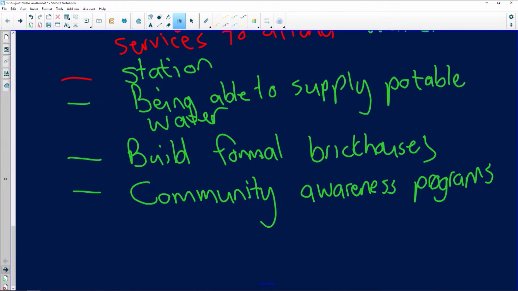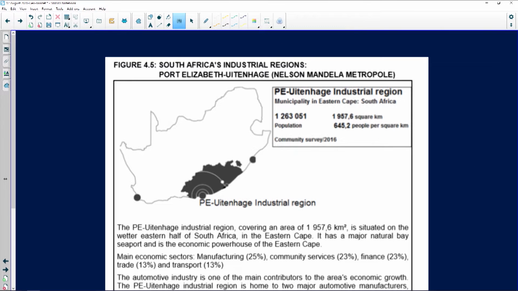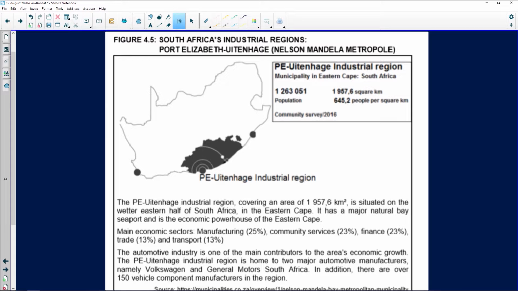So let's go to our next slide. Now, as you can see, figure 4.5 provides us with the industrial region, and we look at the Port Elizabeth Uitenhage. Now, there's some information over there. Port Elizabeth Uitenhage Industrial Region is the municipality in the Eastern Cape. So there is a tip. They've already told us in what province we find Port Elizabeth Uitenhage Industrial Region. Okay, it's in the Eastern Cape.